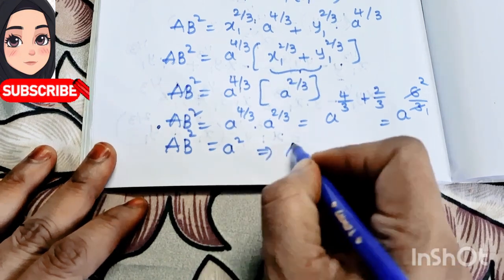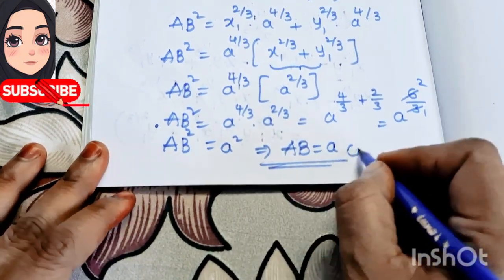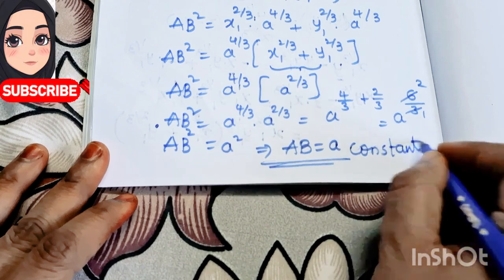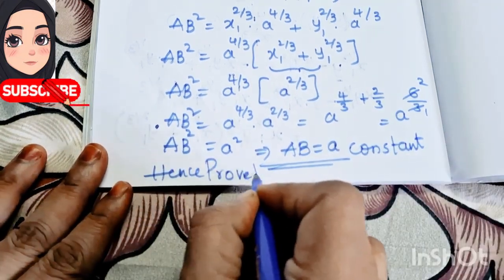Now this implies AB is equal to how much, children? a. So this is constant. So what we have proved here, AB is constant, hence proved, children. That's all, very easy to do.